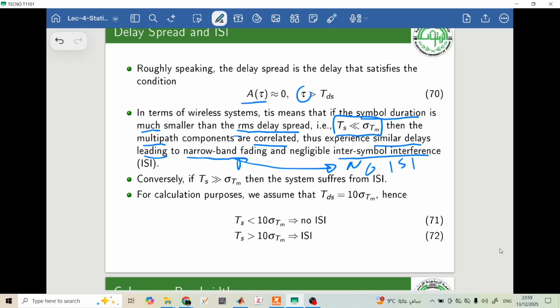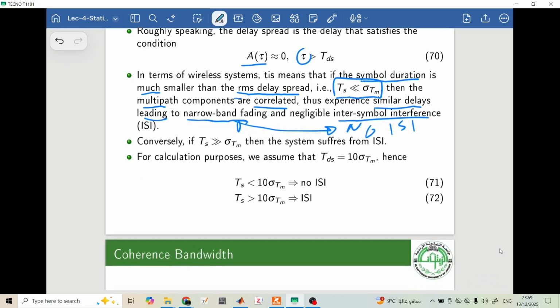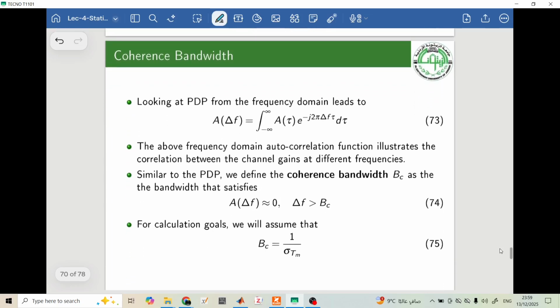So if the symbol period is much smaller than the delay spread, this means that we have narrowband fading or we have no ISI. Okay, so how much smaller? It depends on the reference or on the textbook. Usually 10 times the delay spread is good. So if Ts, the symbol duration, is less than 10 times the delay spread sigma Tm, we have no ISI. Otherwise we assume that we have ISI. Okay, this is in the time domain. Let's look at it in the frequency domain.